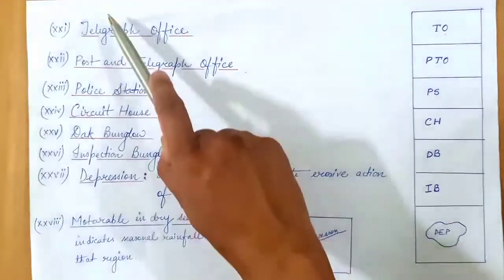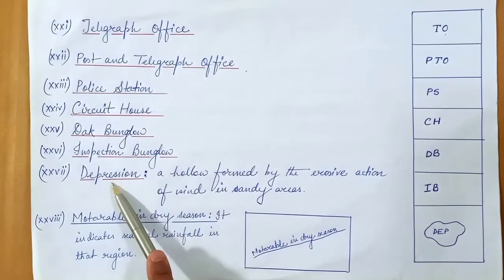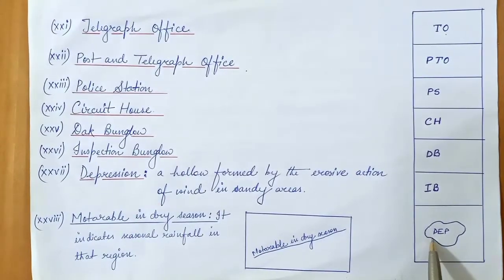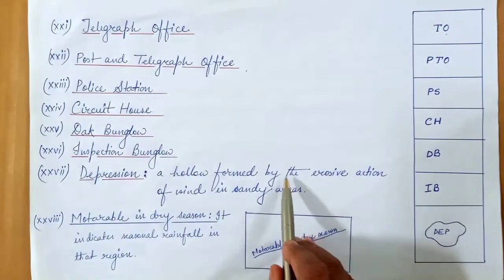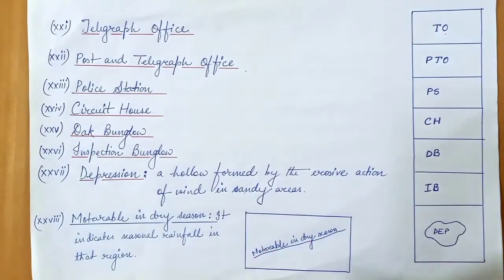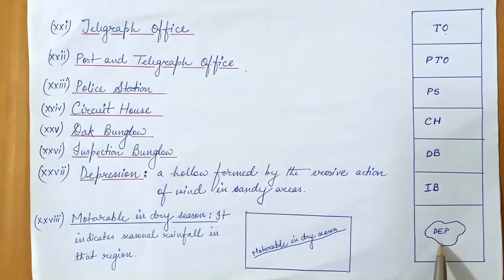Apart from these cultural features, there are other features like a depression in a topographical map. It is shown by this symbol. This is a depression or a hollow which is formed naturally by the erosive action of wind. Wind has carried the sand and removed the sand from a particular region, leaving a hollow or a depression, especially in desert areas. So that is mentioned in this way.